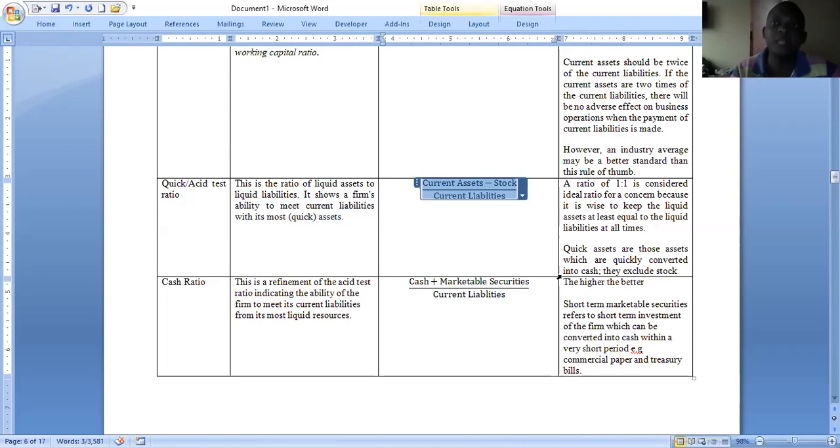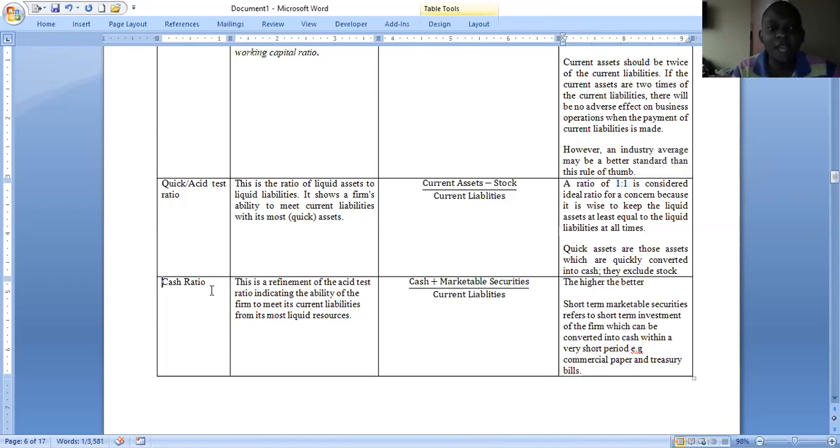The quick ratio is measured by deducting stock from its current assets in order to obtain the quick assets. A ratio of 1:1 is ideal for the quick asset test ratio. And the higher the ratio, the more liquid the firm is.